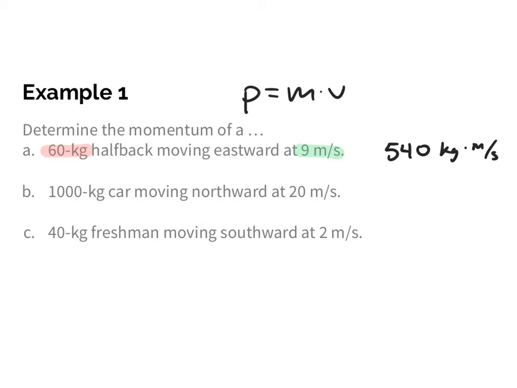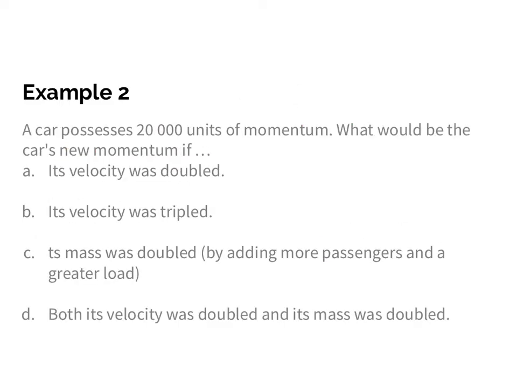Continuing on, if I had a car, let's say 1,000 kilograms, at 20 meters per second, that would give me 20,000 kilogram meters per second. In this case, you have a larger car moving at a larger speed, so notice its momentum is much bigger. Then we have a 40 kilogram freshman moving at 8 meters per second. That would give me 320 kilogram meters per second. So comparing this again, it depends on two things, the mass and the speed.